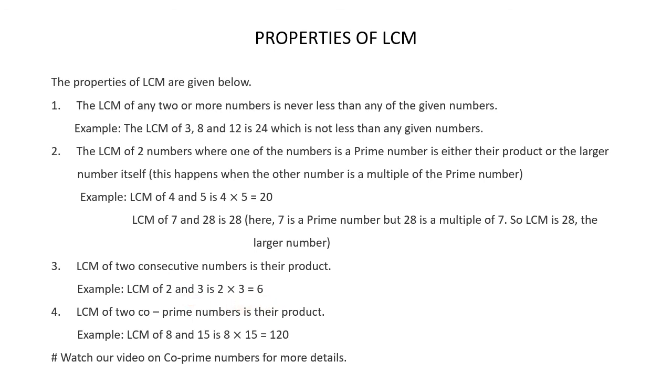Next property. LCM of two co-prime numbers is their product. For example, look at these numbers 8 and 15. They are co-primes as their HCF is 1. So LCM of 8 and 15 is their product. That is 8 multiplied by 15, which is 120. So LCM of 8 and 15 is 120. Viewers, watch our video on co-prime numbers for more details. Hope you have understood the properties of LCM.